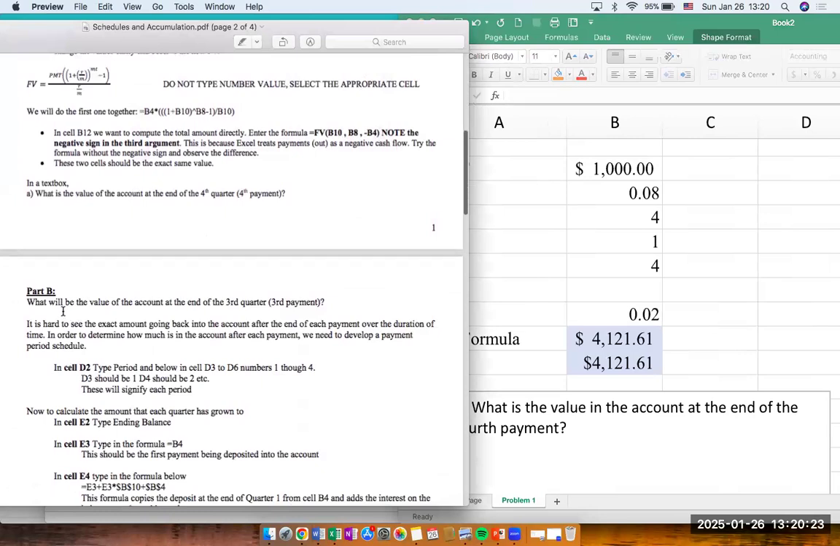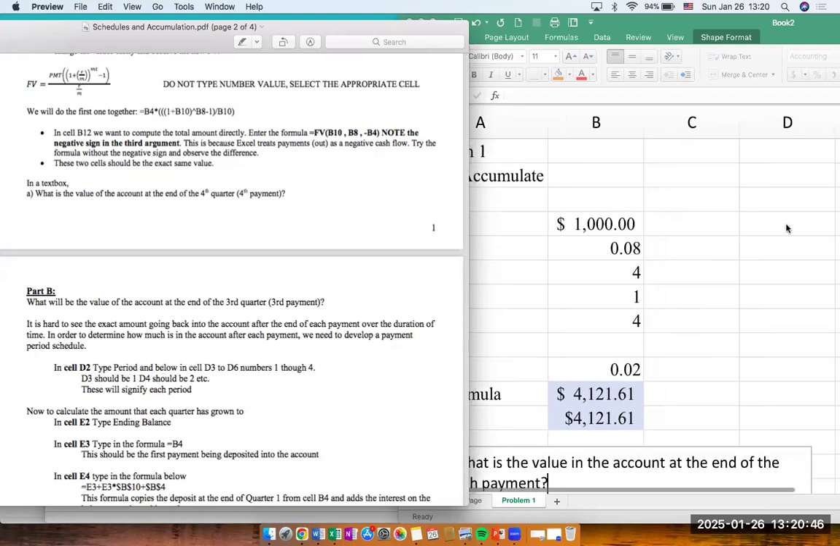So part B, it says, what will be the value at the end of the account of the third quarter or the third payment? So it's hard to see the exact amount going into the account at the end of each payment over the duration of time. In order to determine how much is in the account after each payment, we need to develop a payment period schedule. So in cell D2, type period.